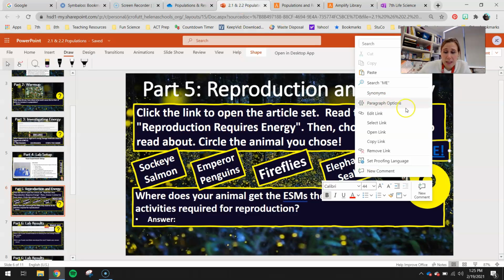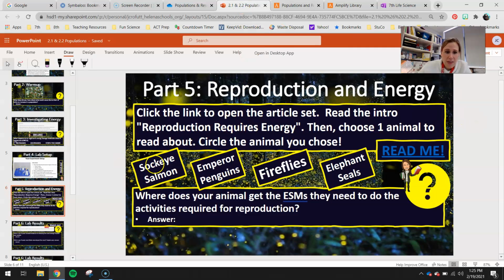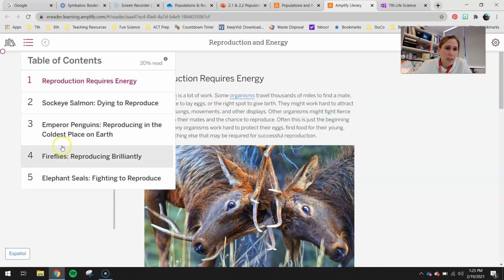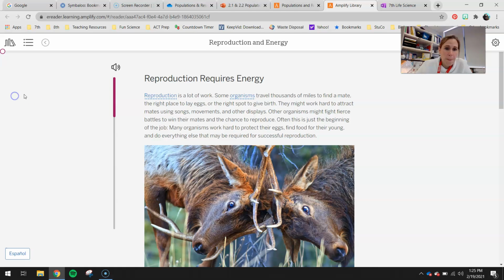Okay, I'm going to read the introduction to you, and then from there you will choose either sockeye salmon, emperor penguins, fireflies, or elephant seals, and your goal will be to see how these different organisms use ESMs differently to reproduce. So let's go ahead and take a look at that. If you go right up here to these 3 horizontal lines with the dots, you have a quick, easy reference to get to where you need to be. So we're on our introduction right now.